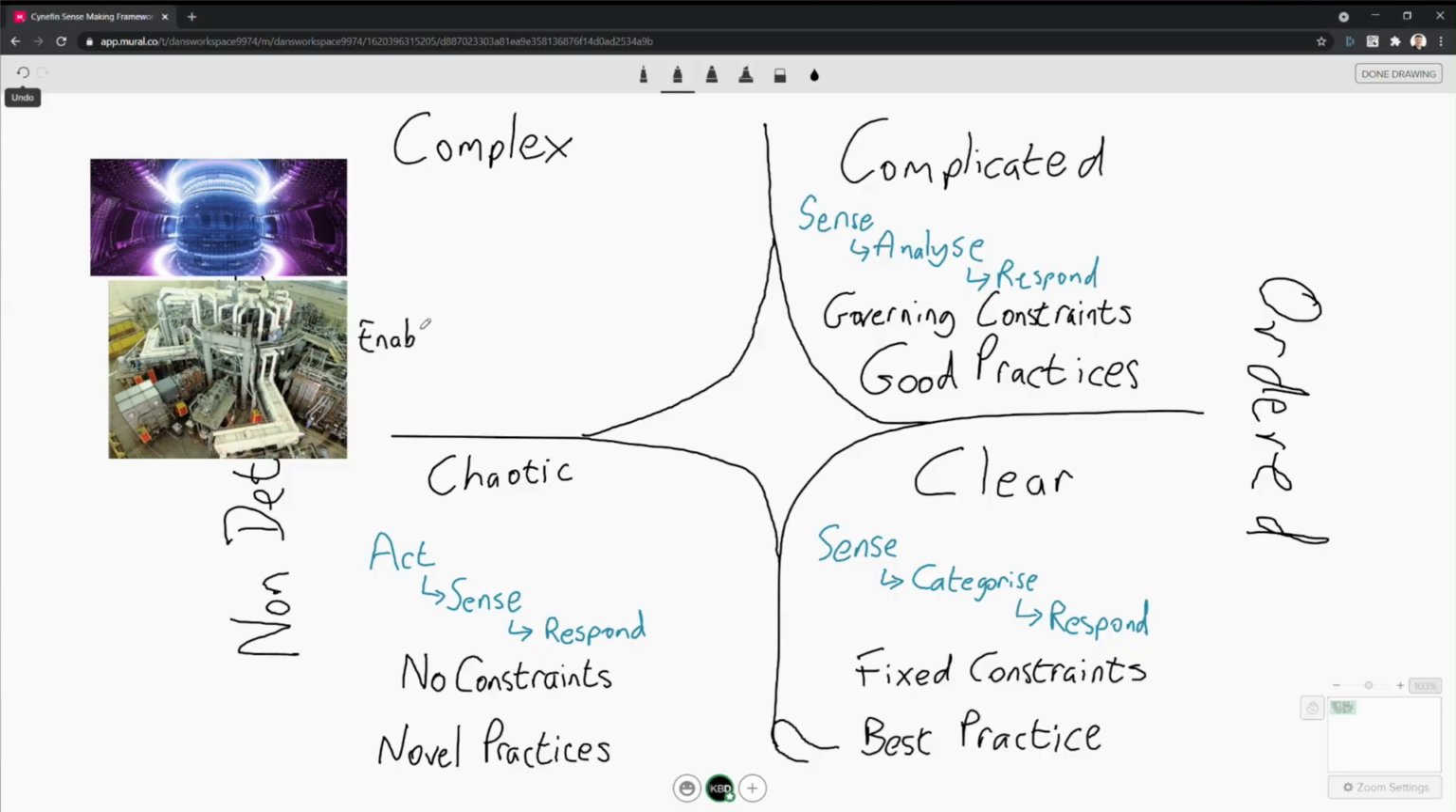So how do we work in the complex domain? So it's not ordered like clear or complicated. So the constraints are different. They're not either governing or fixed as we use in the ordered domain. But similarly, we're not in chaos either, so we don't have no constraints. What we have is enabling constraints.